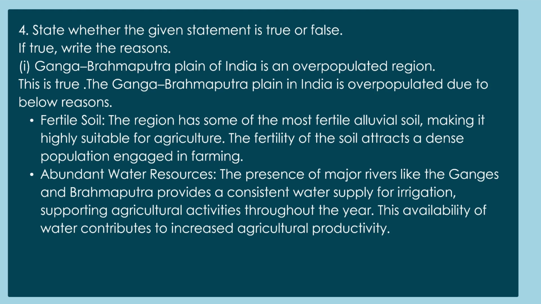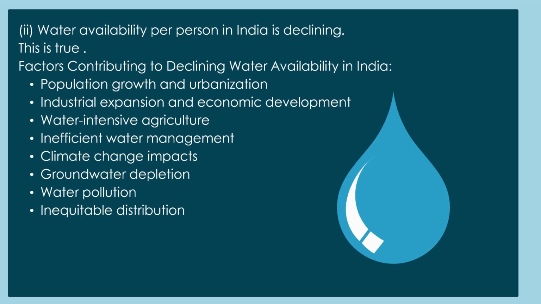Question number 2. Water availability per person in India is declining. This is true. Factors contributing to declining water availability in India are population growth and urbanization, industrial expansion and economic development, water intensive agriculture, insufficient water management, climate change impacts, then groundwater depletion, water pollution and inequitable distribution.